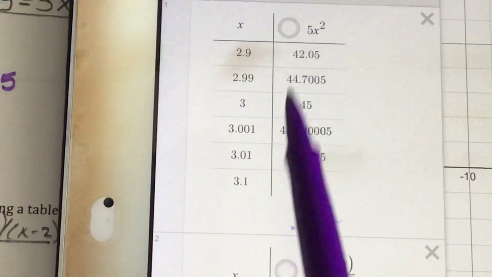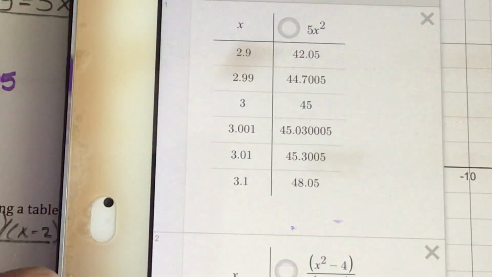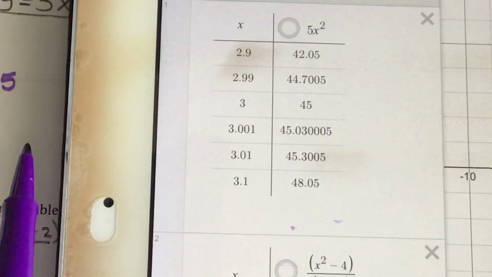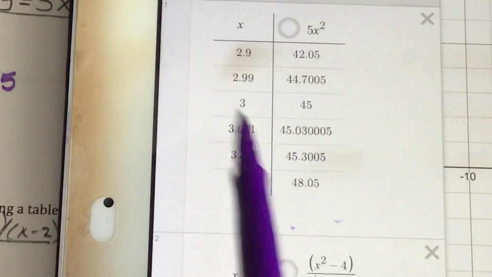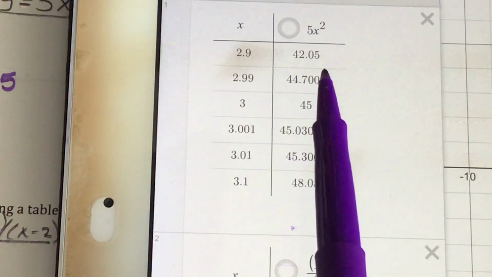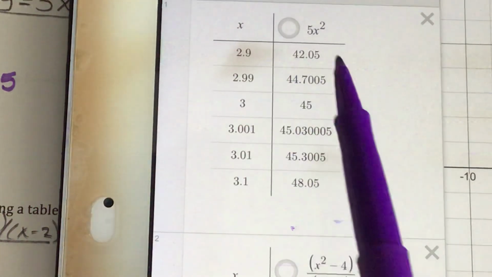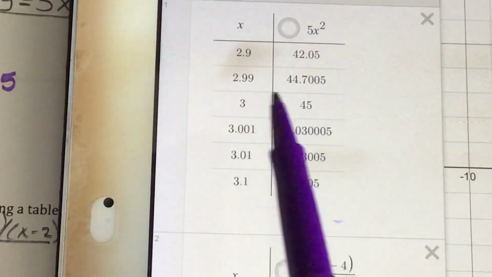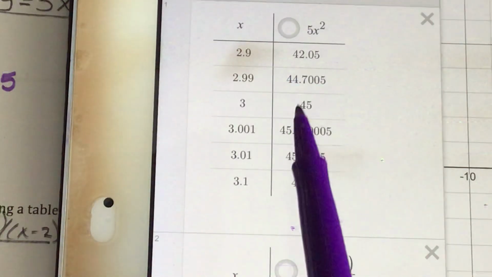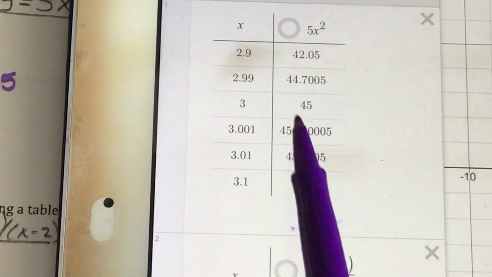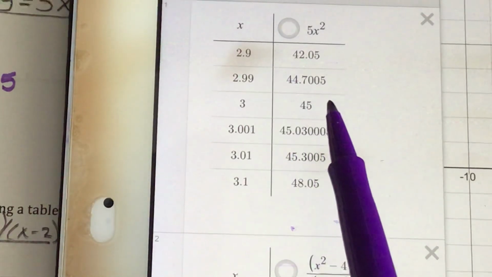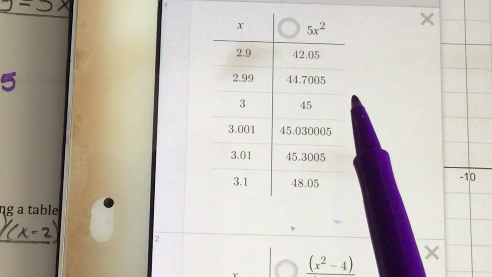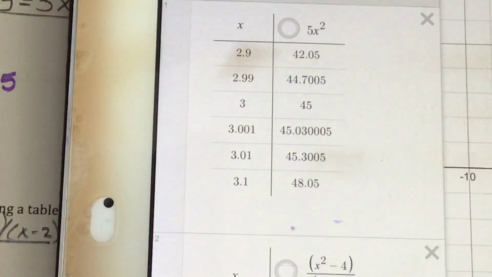All right, so if I were you, I would write those values in this table. I'm just not going to take the time to do that right now. So we can just see that if I plug in values into the function that are close to 3, I get numbers out that are close to 45. Now, a lot of times when I'm finding the limit, I can just plug in the value and it's going to give me an answer.